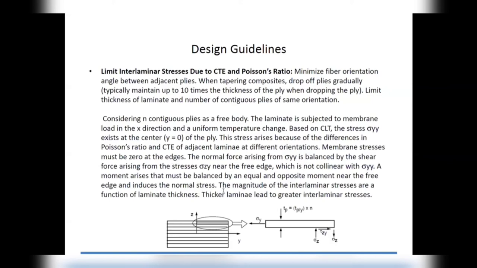One idea is to limit the interlaminar stresses due to CTE and Poisson's effect. In essence, minimizing the fiber orientation angle between adjacent plies is what I just discussed. When tapering composites, you want to drop off the plies in a way that's not detrimental, and that means maintaining about 10 to 15 times the thickness of the ply when dropping the ply. What I mean there is, pretend you have a ply here. If I want to drop this ply, the thickness is t, so just drop it and let it drop over a length of at least 10 to 15 times the thickness.